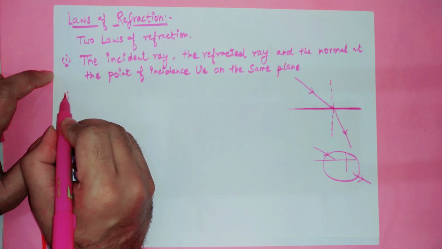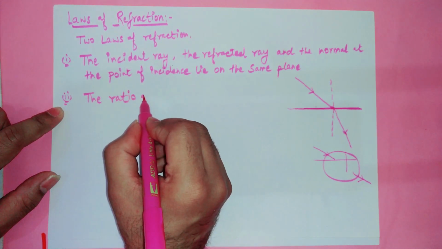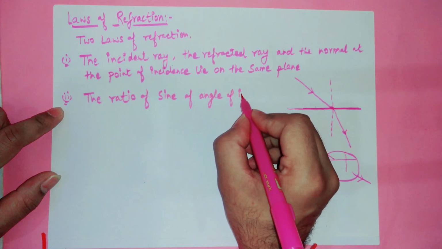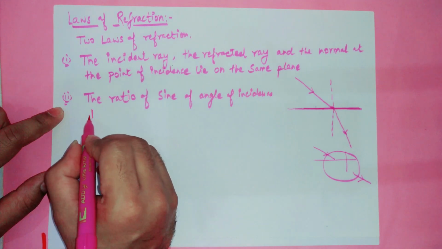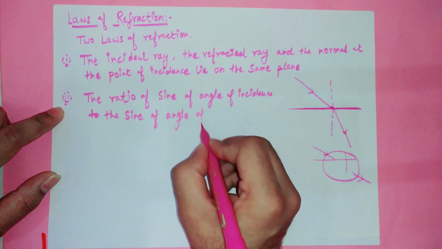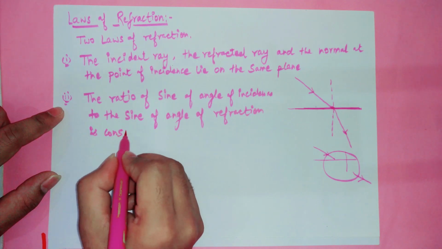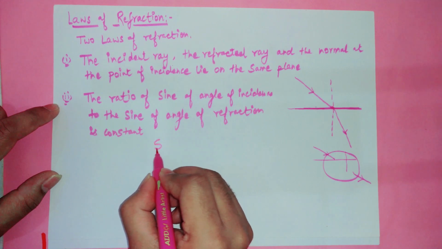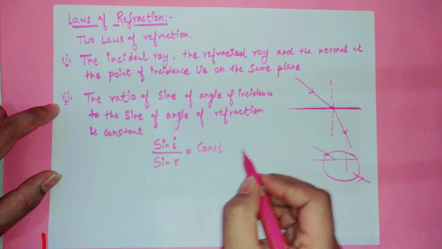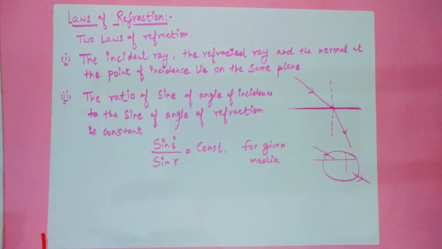Now the second law, which is a little bit tricky, says that the ratio of sine of angle of incidence to the sine of angle of refraction is constant. Now what does it mean? It means sine i divided by sine r is always constant for given media.